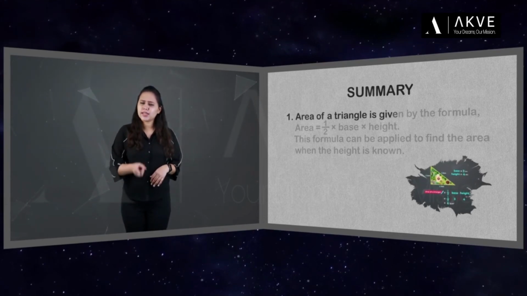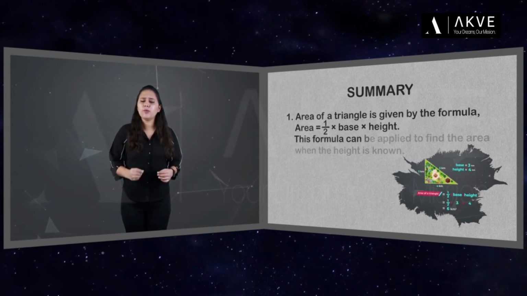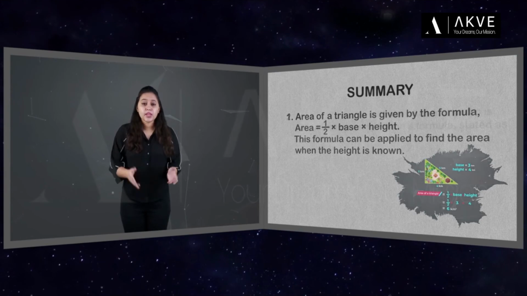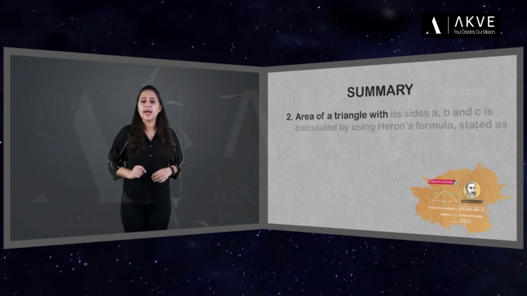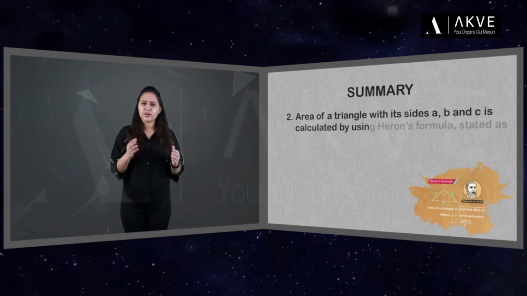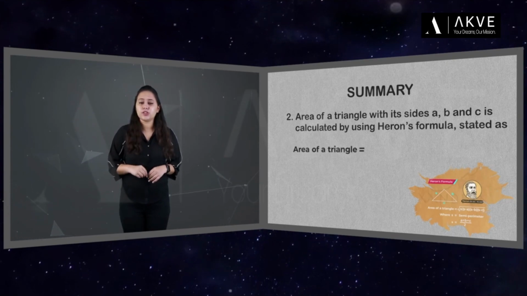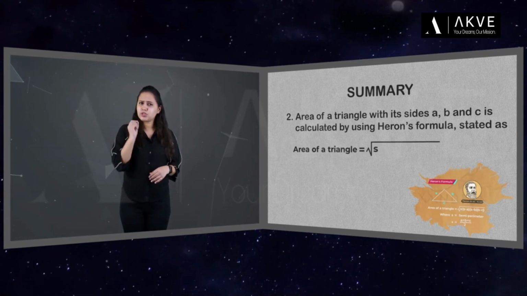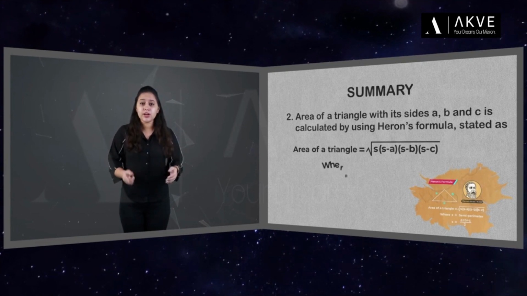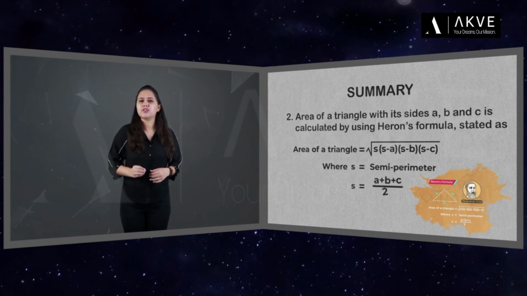Area of a triangle is given by the formula half into base into height. This formula can be applied to find the area when the height is known. Area of a triangle with its sides a, b and c is calculated using Heron's formula, stated as area of a triangle is equal to under root s into s minus a into s minus b into s minus c, where s is the semi-perimeter, that is, half of the perimeter of the triangle.